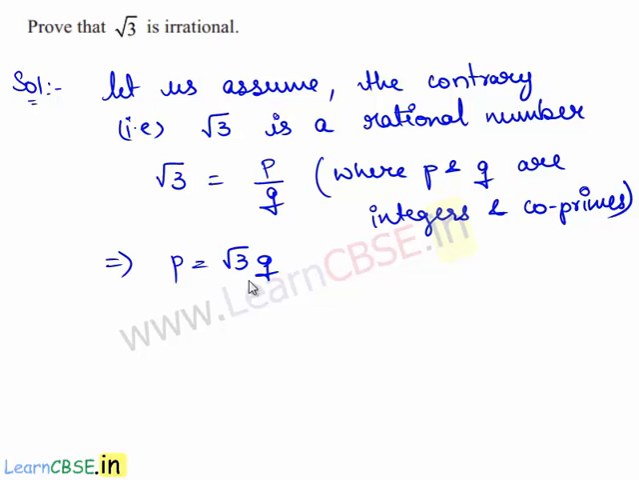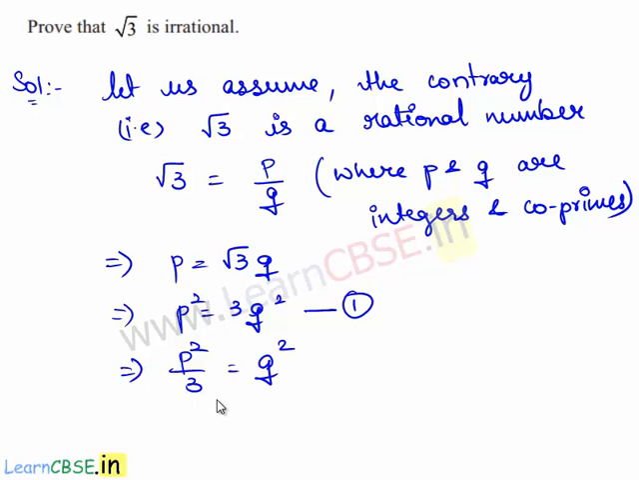Now we shall square this on both sides. This gives p square is equal to 3q square. Let this be equation 1. This can be written as p square by 3 is equal to q square. From this expression we see that 3 divides p square, which also implies that 3 divides p. Therefore 3 is a factor of p. Since 3 is a factor of p, p can be written as 3c, where c is some constant.